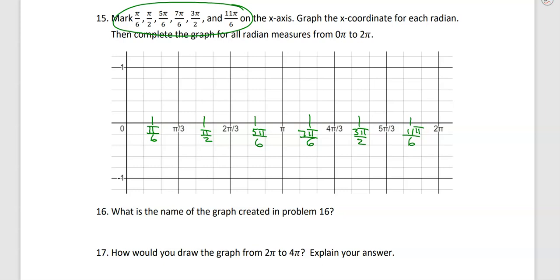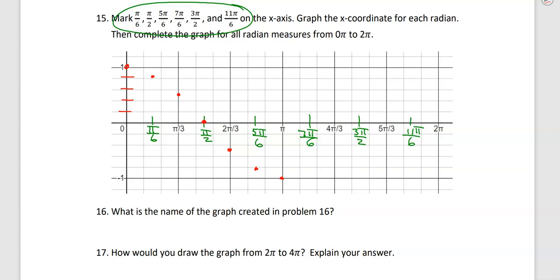So, at 0 radians, the answer is 1. At pi over 6, the answer was about 0.87. I talk about that cutting off by 2/10, so right here. Pi over 3 is 5/10 in here. And then pi over 2, the answer is exactly 0. At 2 pi over 3, the answer is negative 5/10. At 5 pi over 6, we're at negative 0.87. And then at pi, we're at negative 1.